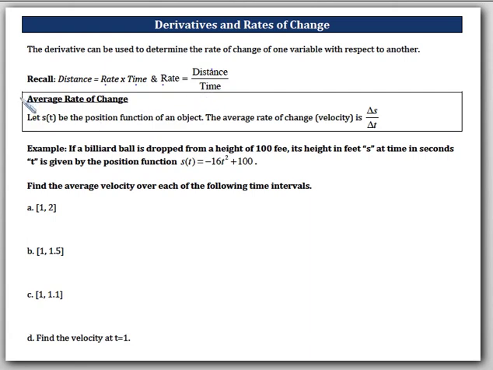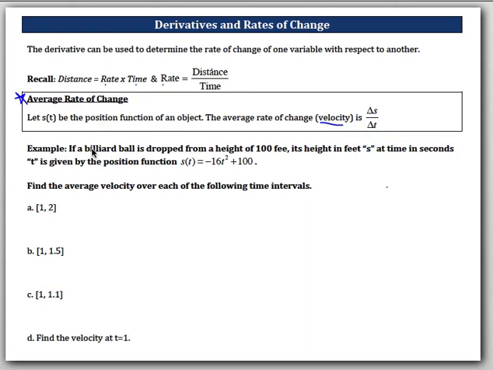Now, we can find the average rate of change. And this is something you've already done before. We just let s of t be a position function of an object. So this is its position. And the average rate of change is going to be the change in its position over the change in time. And this is going to be the average velocity over that time period.